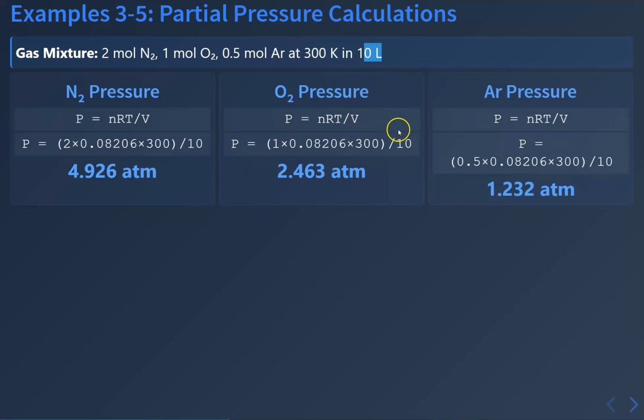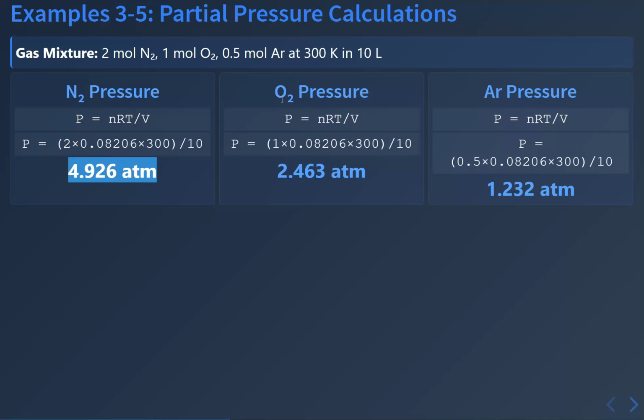Now we can calculate the partial pressure. P is equal to nRT by V. So n is 2 moles for nitrogen, R we know is 0.08206, T is 300 Kelvin and V is 10 liters. So that will be 4.926 atm.